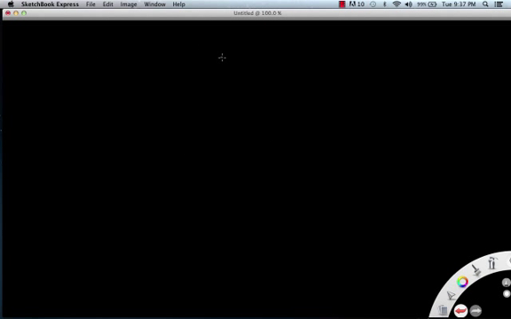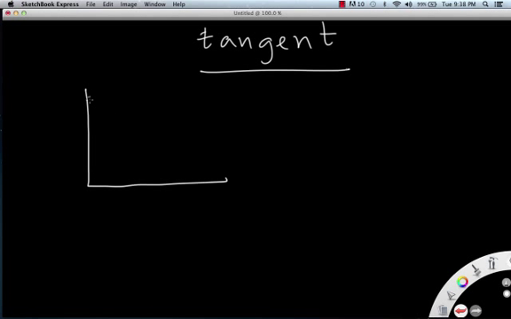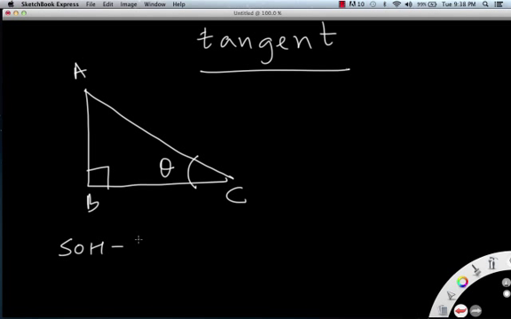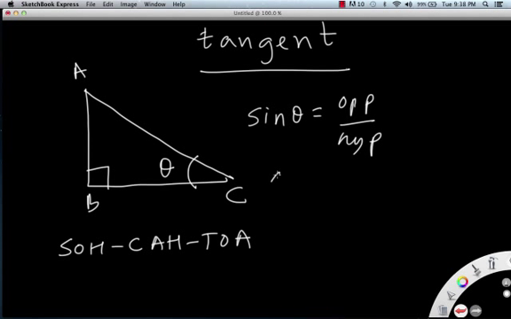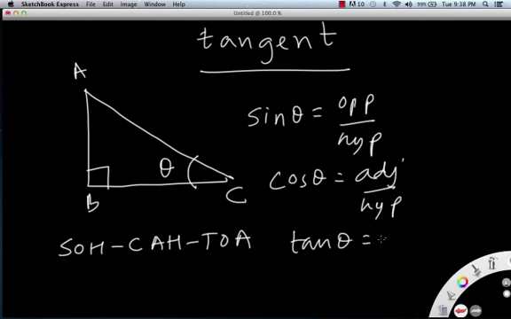In this lesson, we will derive the relationship between sine, cosine, and tangent. So let's draw a right angle triangle ABC with the right angle at B. Let's consider this as theta. So our mantra again is Soh Cah Toa. It says that sine theta is equal to opposite by hypotenuse, cos theta is equal to adjacent by hypotenuse, and tan theta is equal to opposite by adjacent.